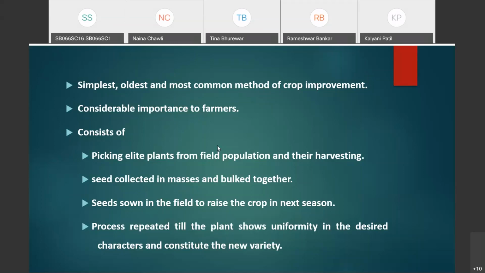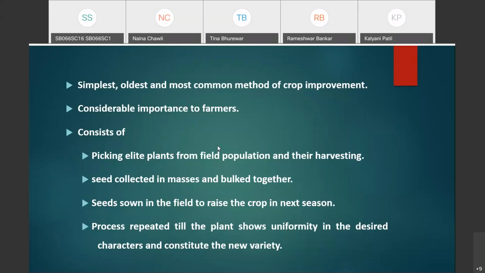Okay, this method consists of different activities. The first one is picking the elite plants, or the vigorous plants, from the field population and their harvesting. This is the first activity, picking the elite plants, that is, the group of vigorous and healthy plants. First of all we have to select the vigorous and healthy plants from the mixed population, and after the selection we have to harvest the plants.